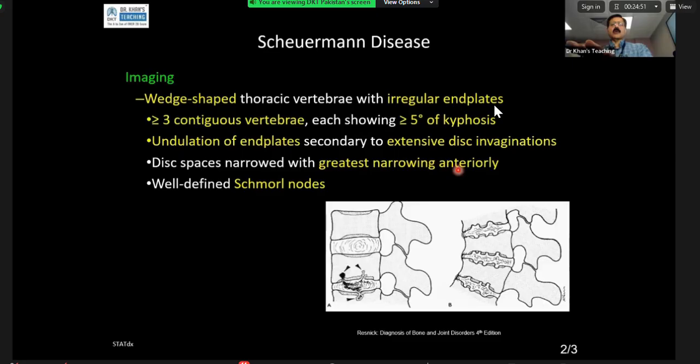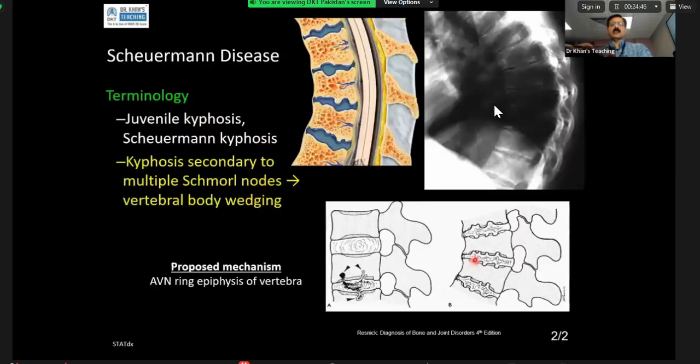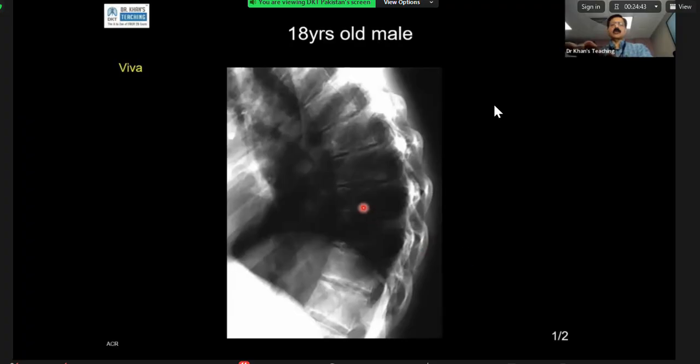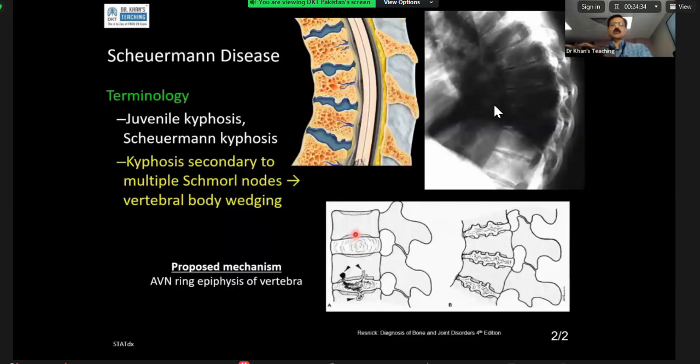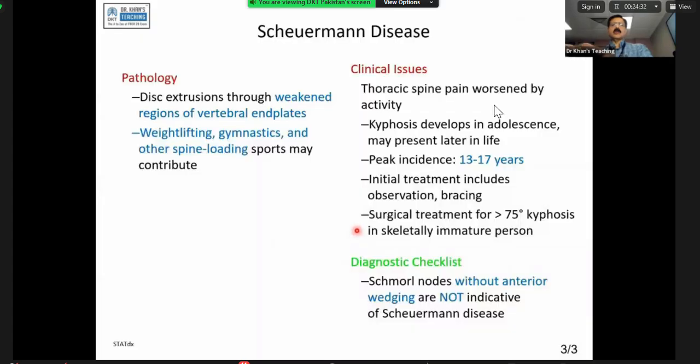The greatest narrowing is anteriorly. If you see here, the greatest narrowing is anteriorly. This was our case, and you can see that the narrowing is more marked, and the anterior portion of the vertebra is also reduced anteriorly. Surgical treatment is only for more than 75% of kyphosis. Initial treatment includes observation and bracing. Observation is no treatment, by the way.